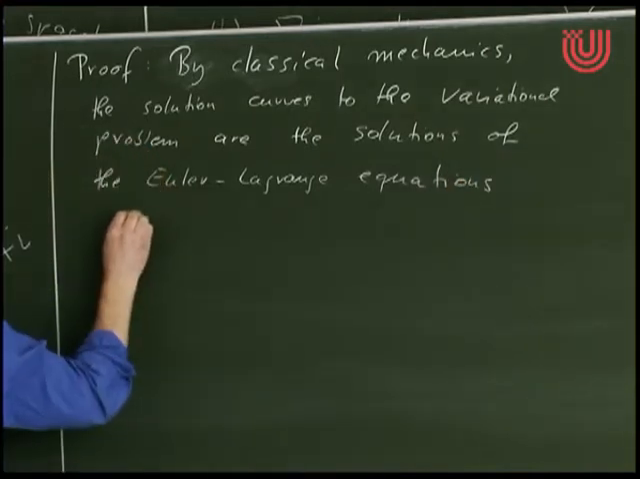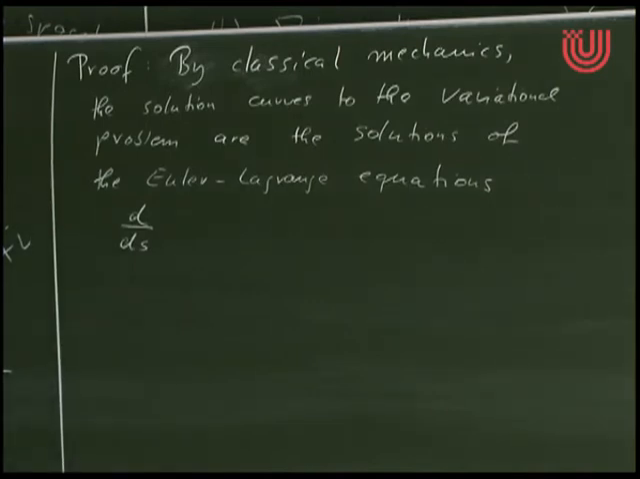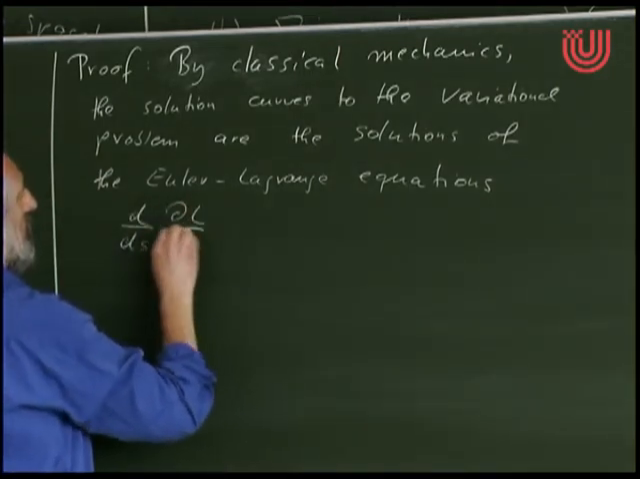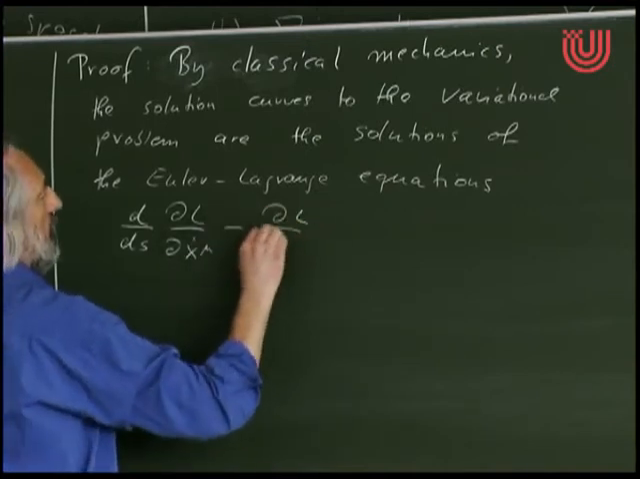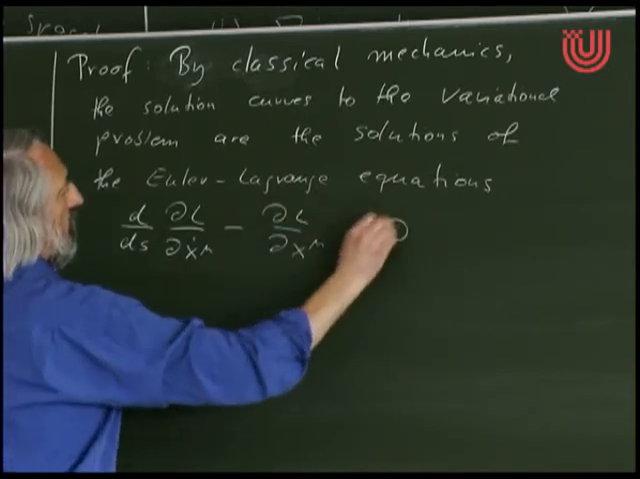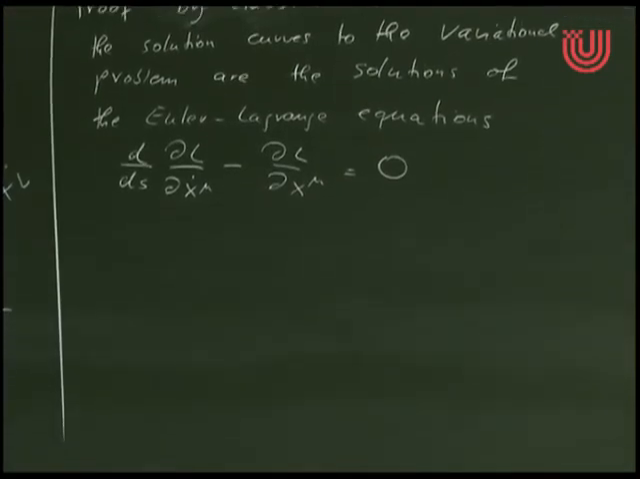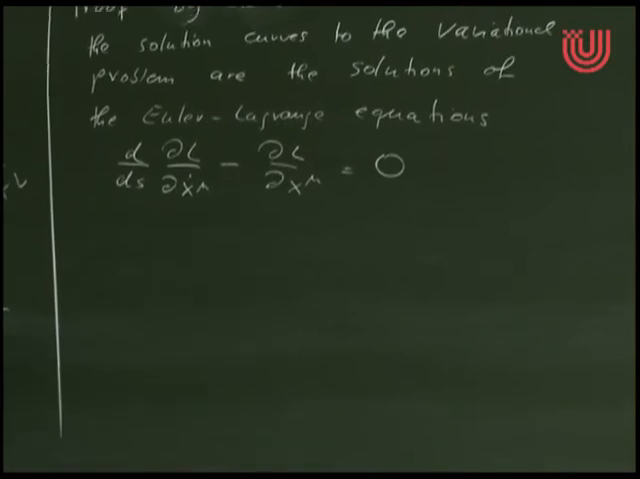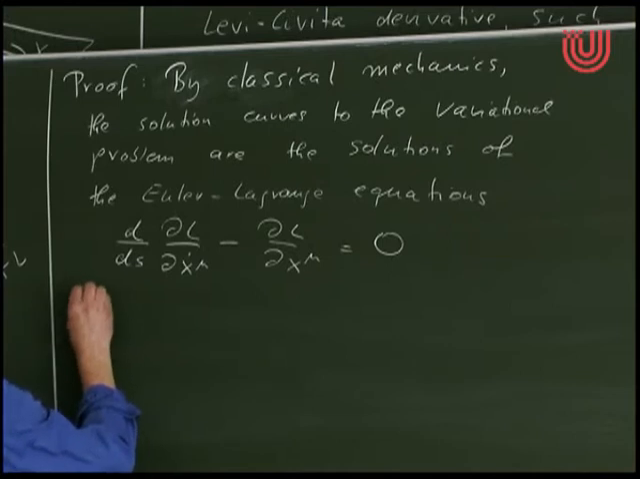And how do they look? What is usually called t is now called s here. d/ds of ∂L/∂x^μ dot minus ∂L/∂x^μ is 0. And I hope everybody remembers this. So I just have to write down these equations for our L. And the claim, which I want to prove, is that this gives the geodesics. So let's do this for our L.